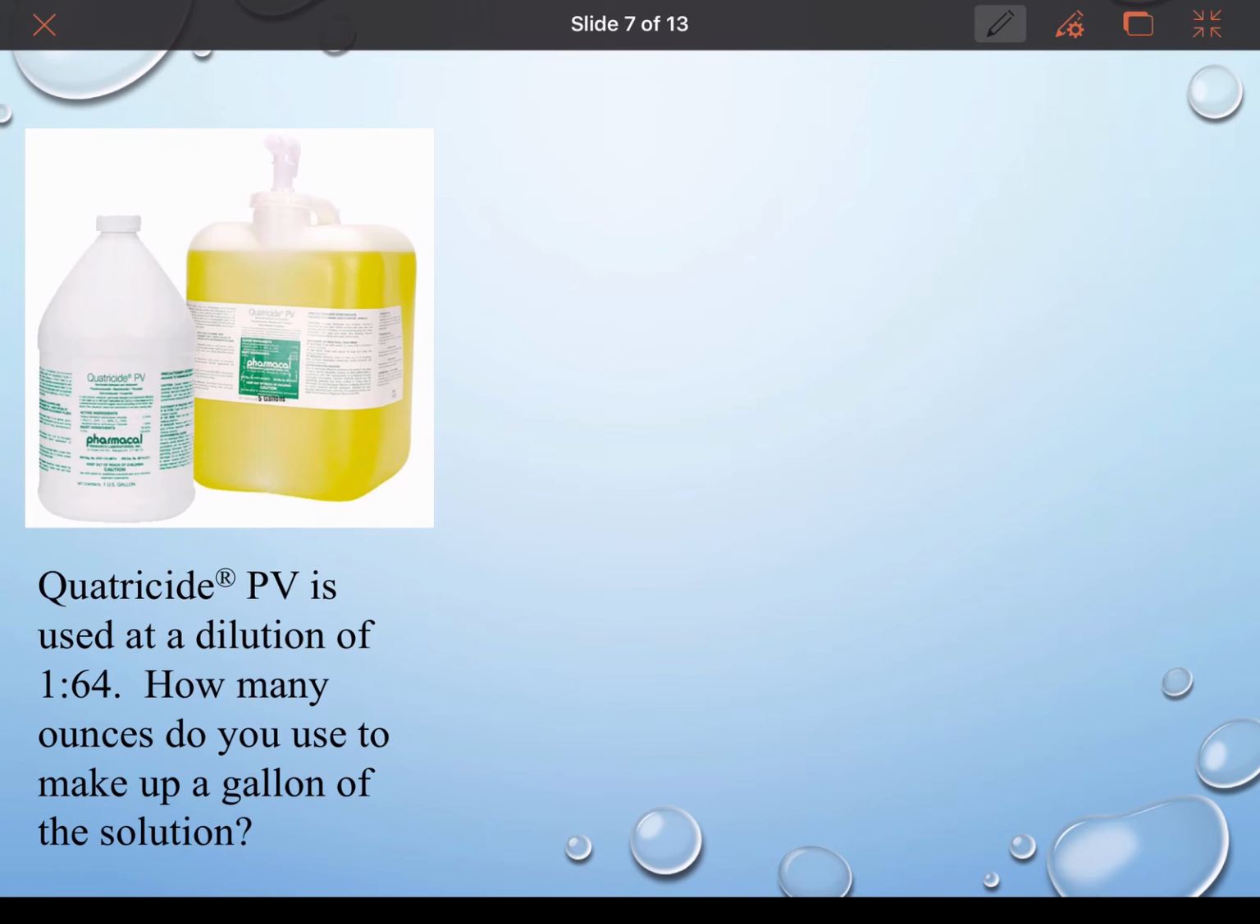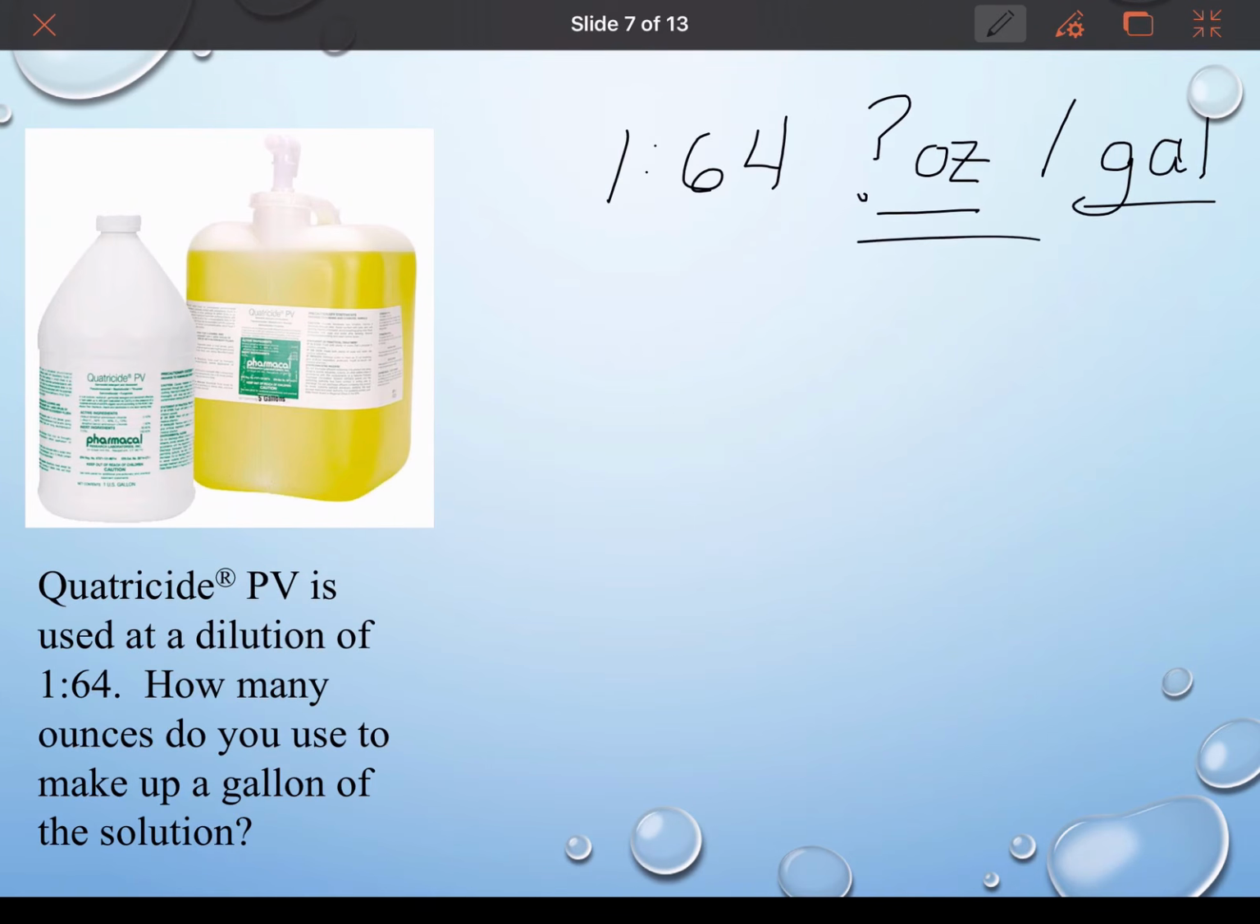Let's try a parts ratio example. Quatricide is a common disinfectant which comes in a concentrated form. It needs to be prepared at a 1:64 dilution before use. How many ounces of quatricide should be mixed per gallon of water? So let's say you're asked to make up 1 gallon of solution. You want to know how much to add.